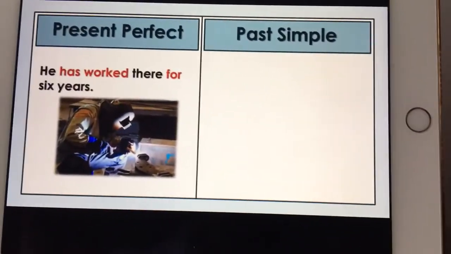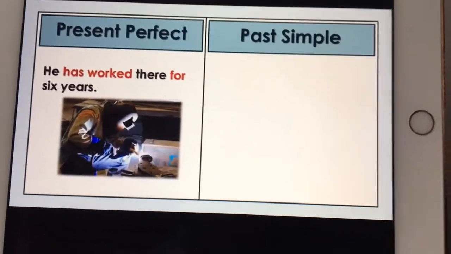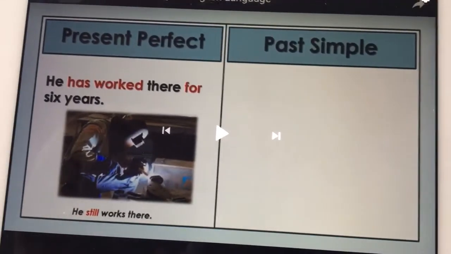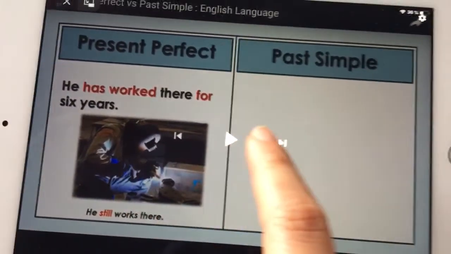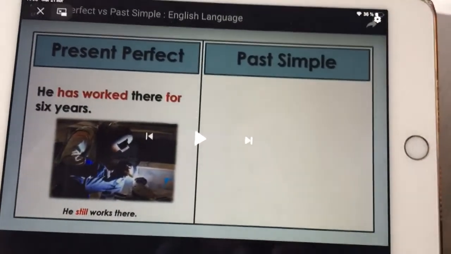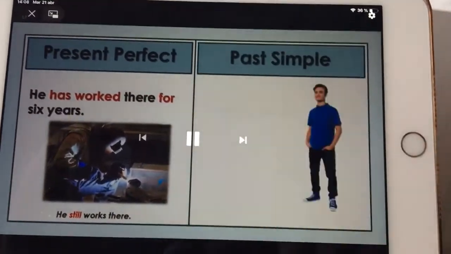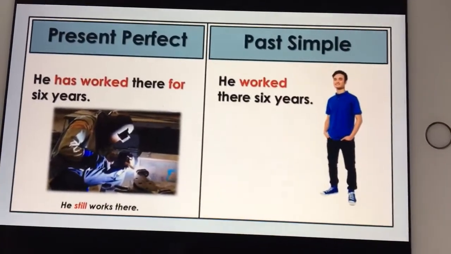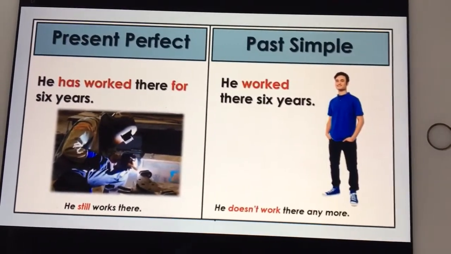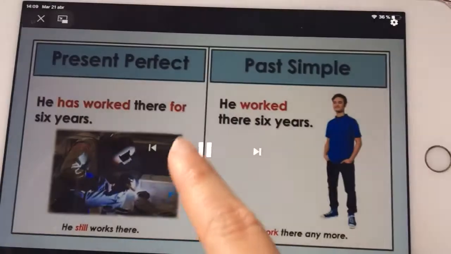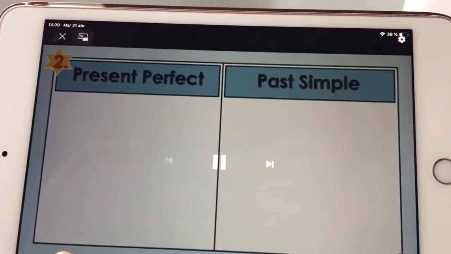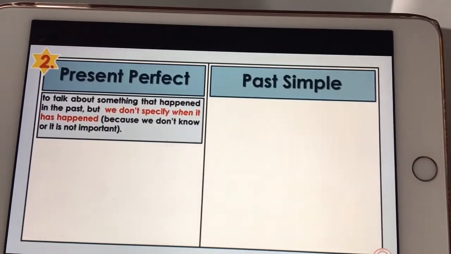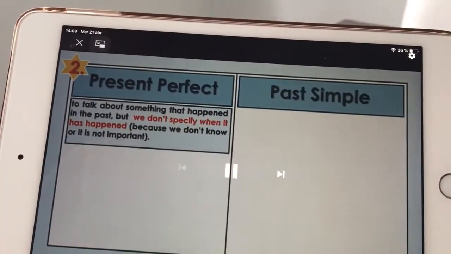Here, he has worked there for 6 years, okay? But he still works there, okay? He has worked there for 6 years, but he is still working there. Whereas he worked there 6 years ago means he's not working there anymore, okay?